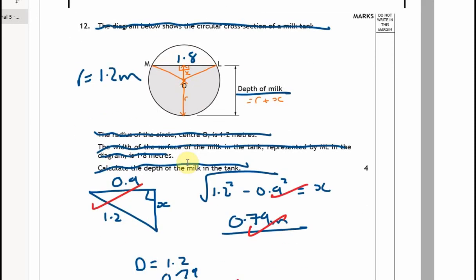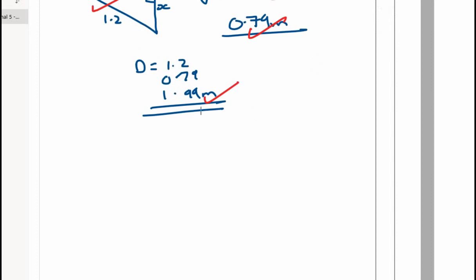So not the end of the world. But yeah, please, Pythagoras. When you see a circle with a bit missing, think Pythagoras. You're just trying to find this triangle. That's the hard bit. Good stuff.